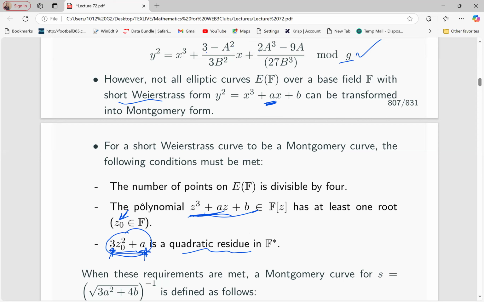It should have a square root mod q. We're using what? We're using g. Yes, we're dealing with the Fg. So first of all, you got some root here. This root squared, multiply by 3, add that answer to A, and then whatever you get should have a square root.